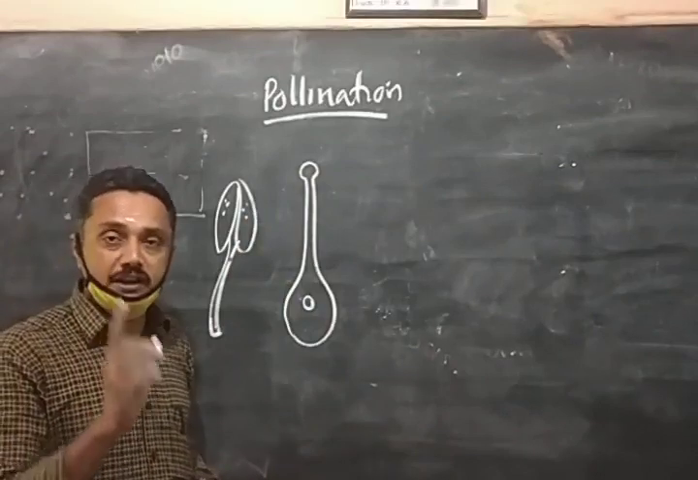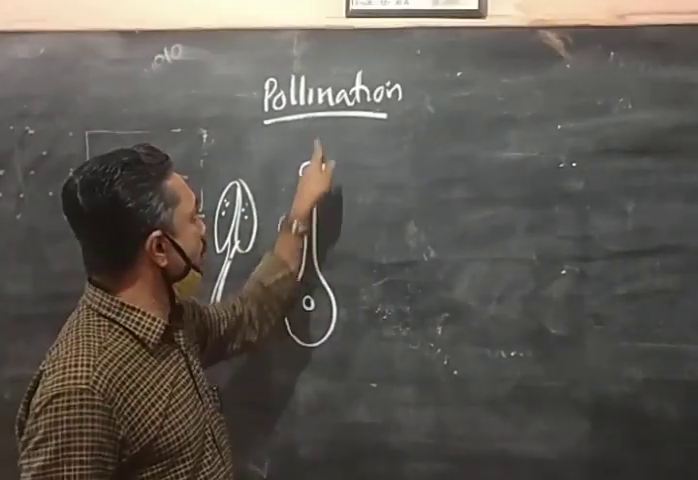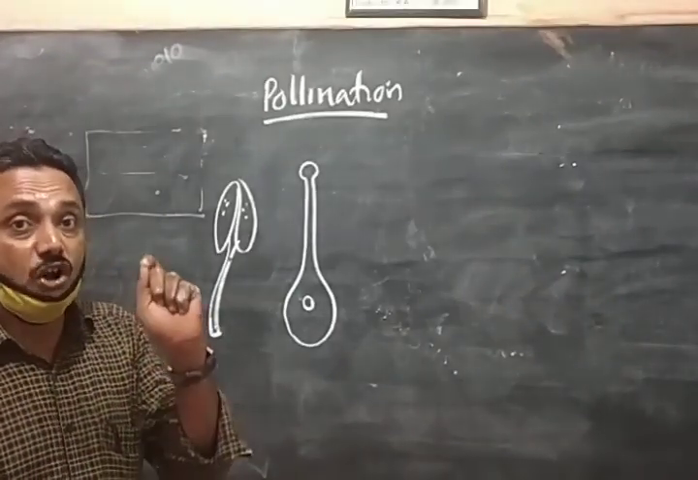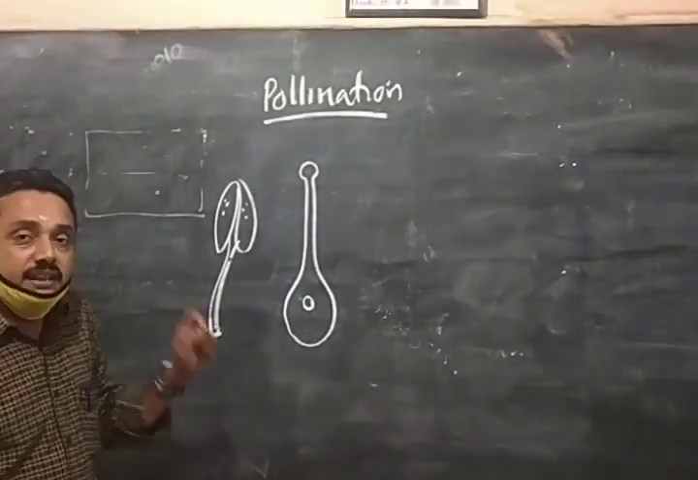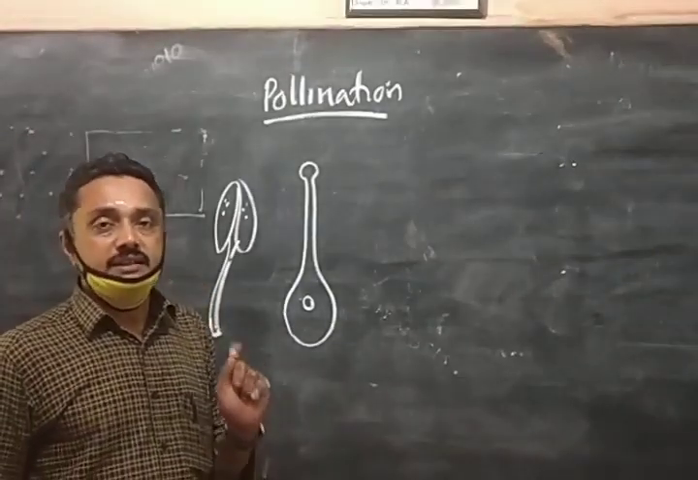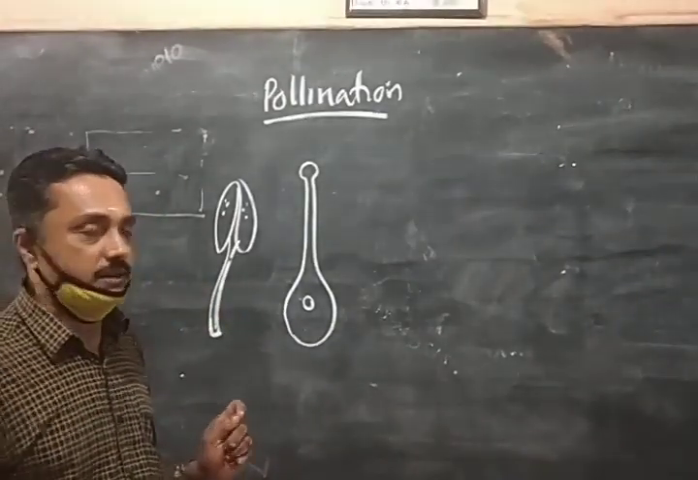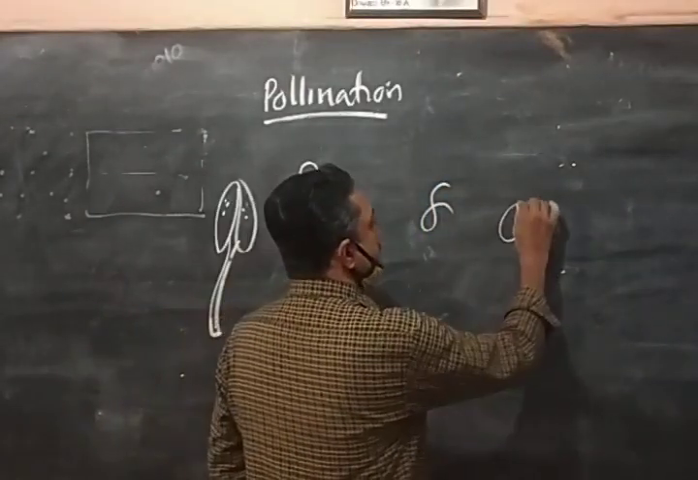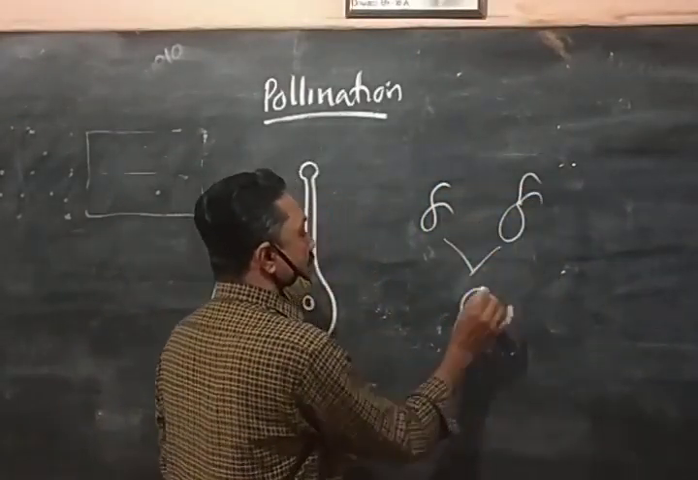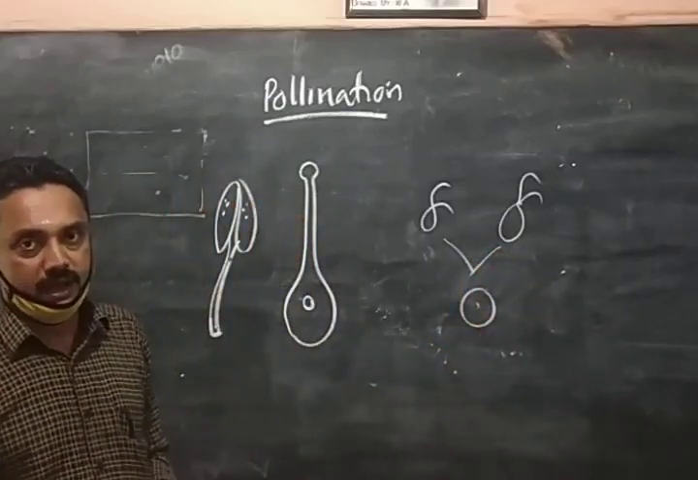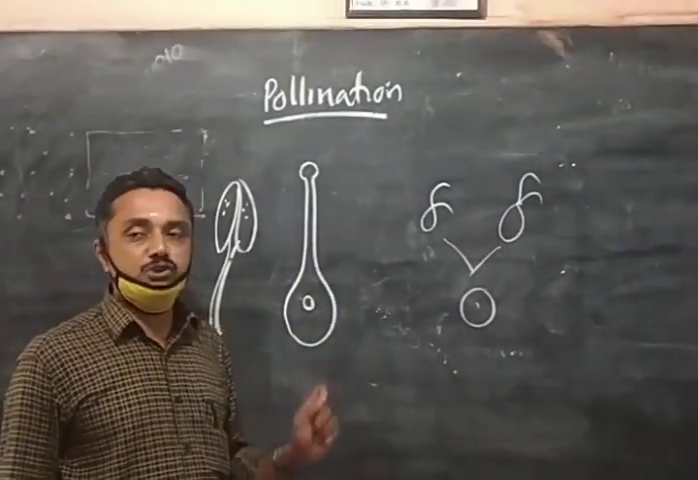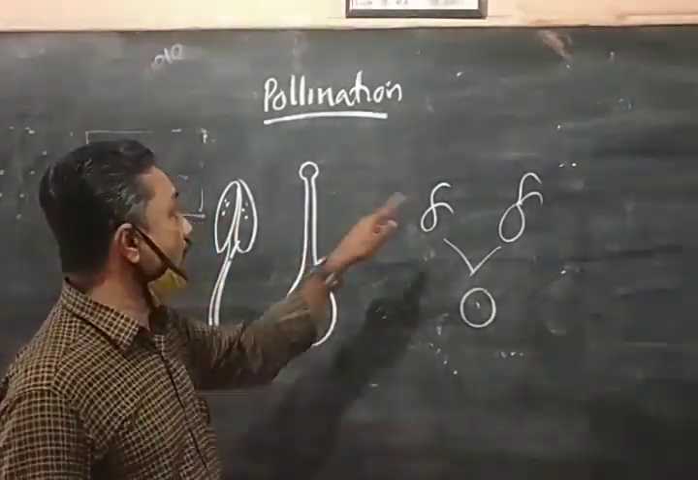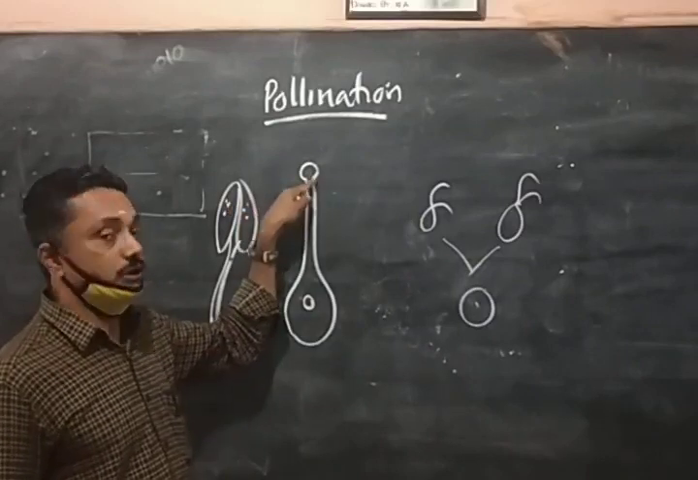The transfer of pollen grain from anther to stigma is called pollination. We have seen that in lower organisms, the gametes are motile, they have cilia, so female and male gametes can move, join and effect fertilization. But in plants, gametes are usually non-motile, so external agencies are required for the movement of pollen grain from anther to stigma.